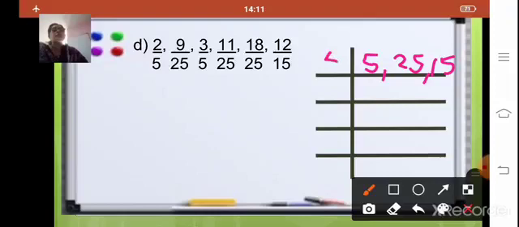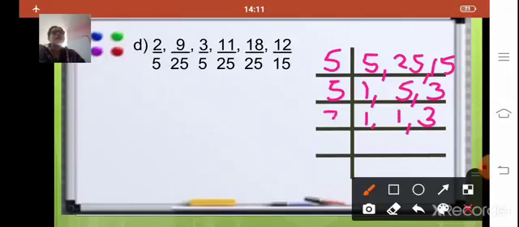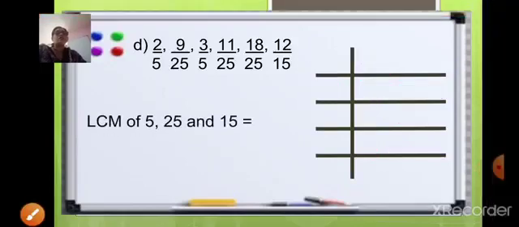Okay. So all the numbers are divisible by 5. 5 ones are 5. 5 5s are 25. 5 3s are 15. Let us take 5 again. 5 ones are 5. 3 will remain as it is. 3 is divisible only by the number itself. So 3 ones are 3. Now what will you do? You'll multiply all the prime factors. So 5 5s is 25, and 25 into 3 will give you 75. So your LCM of 5, 25 and 15 is 75.